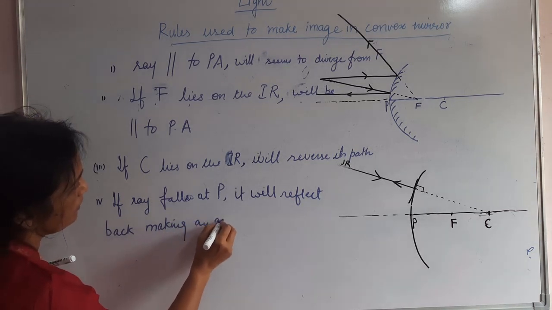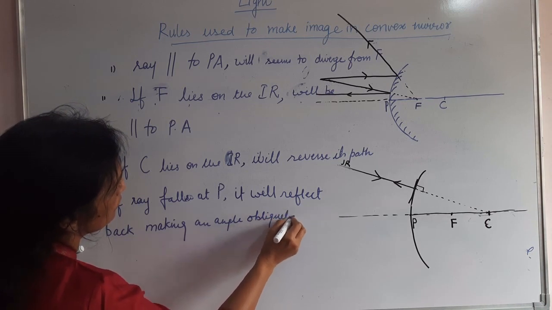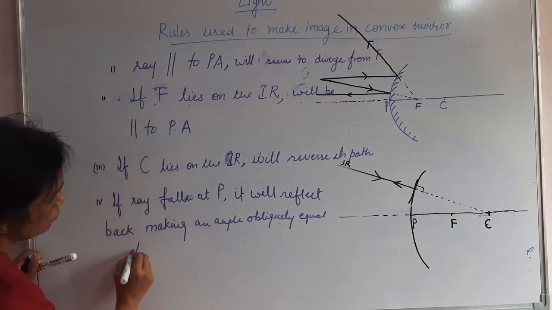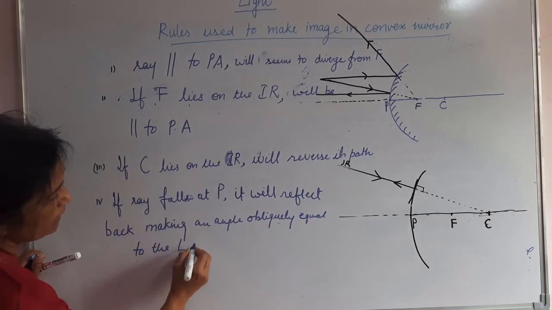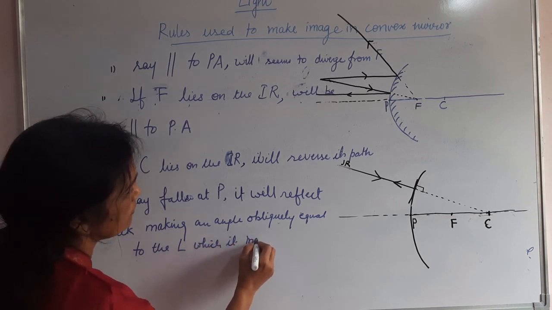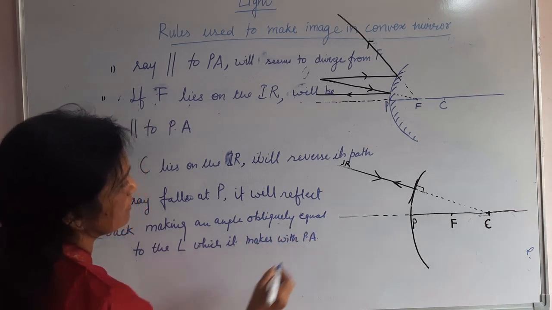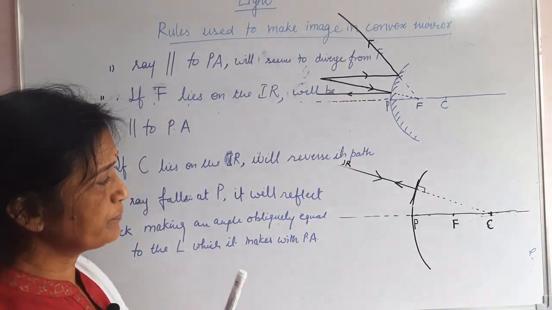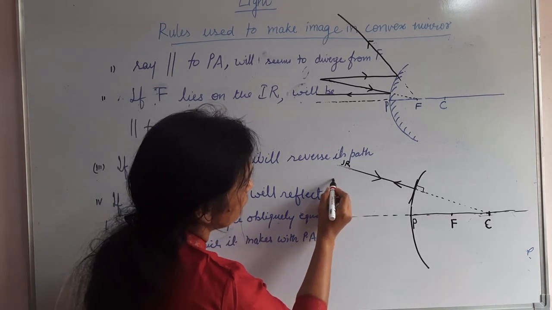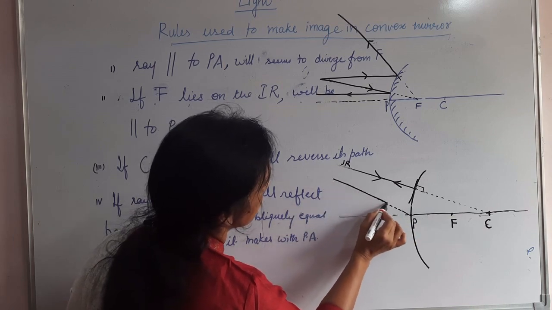Making an angle obliquely equal to the angle which it makes with the principal axis. See, what am I saying? Which is my incident ray? My incident ray is that one which is falling just at point P. This is my incident ray.